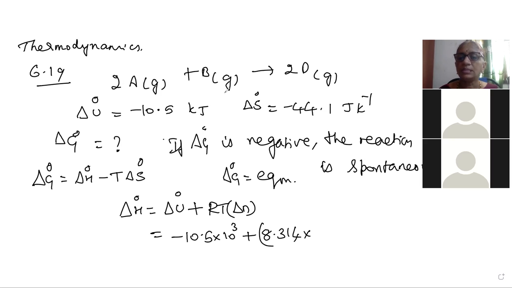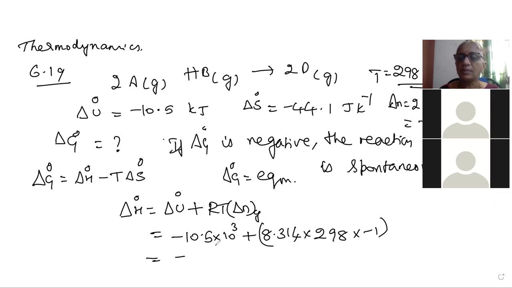R is 8.314. What is the temperature? For standard conditions, the temperature is 298 Kelvin, 25 degrees centigrade. Into delta n, the change in number of moles of gaseous products minus reactants. Delta n is 2 minus 3, since on the reactant side we have 3 moles, so it is minus 1. Substitute and find out.